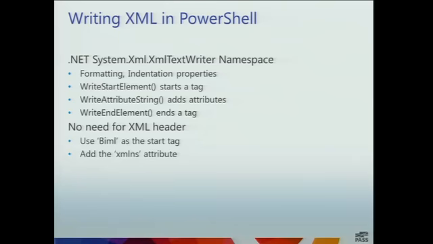Connections is a start element. Tasks is a start element. Attributes, so at the very top we've got BIML. That XML namespace is an attribute. So we have WriteAttributeString, which allows us to specify those attributes. And then, of course, we have to be able to write the end element.